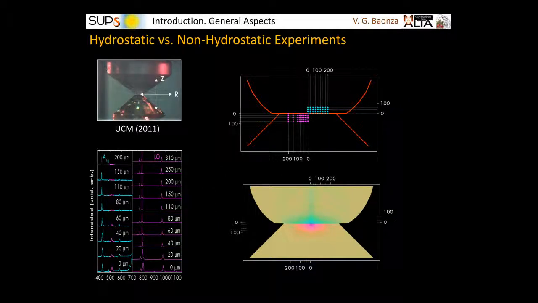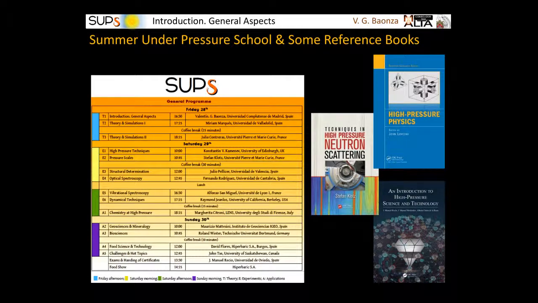Can this be checked? Yes. I will show you only one experiment from our group, doing Raman experiments on two anvils with no gasket in between. So you may probe the stress state of the diamonds using X-ray or another characterization technique. That's the importance of all the techniques that you will study all along the school. Not one of the characterization techniques is more important than another. All of them are important and could be necessary for your experiment.